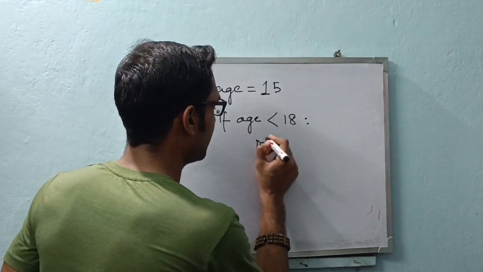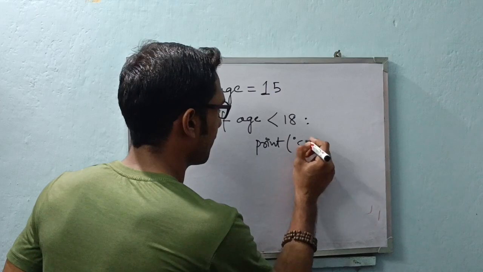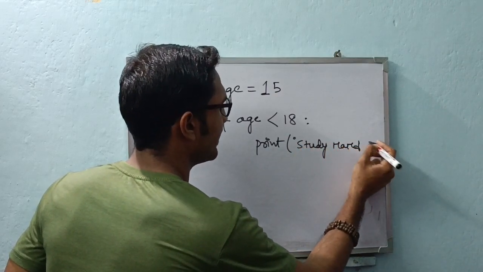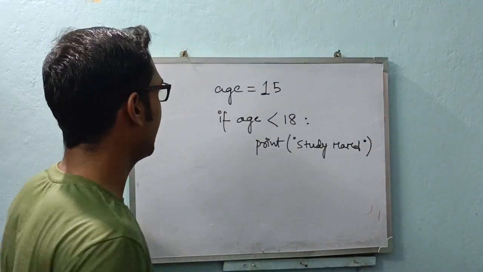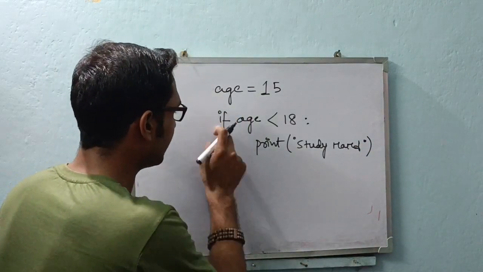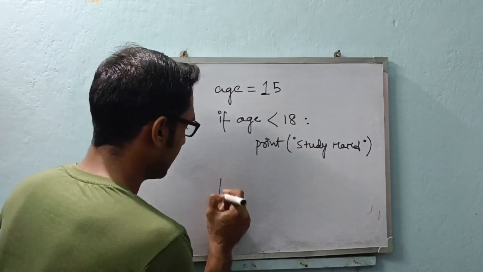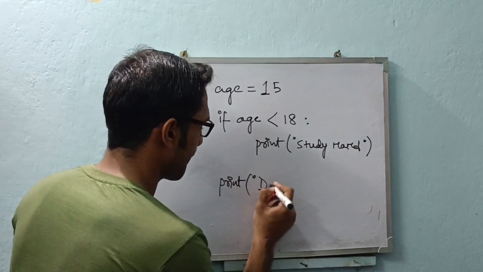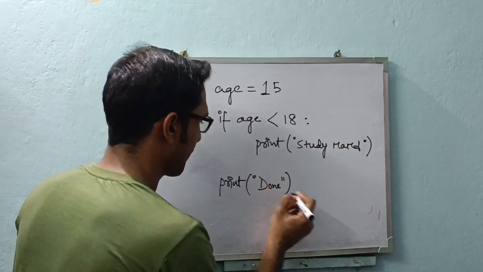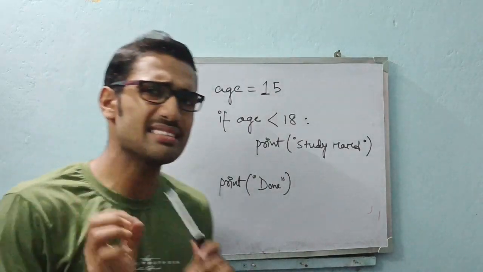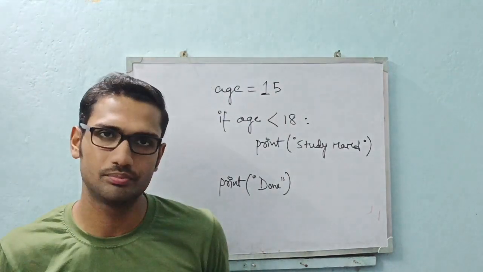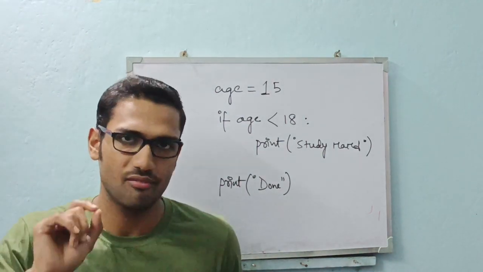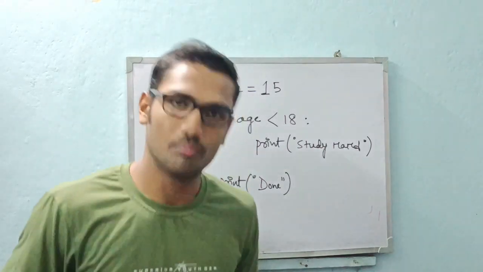So let me give a print statement: study hard. And at the indentation of the if, let me give a print statement: done. So this is a very simple code. A snippet has been given. Now let's understand the working. Very important. So let's start.